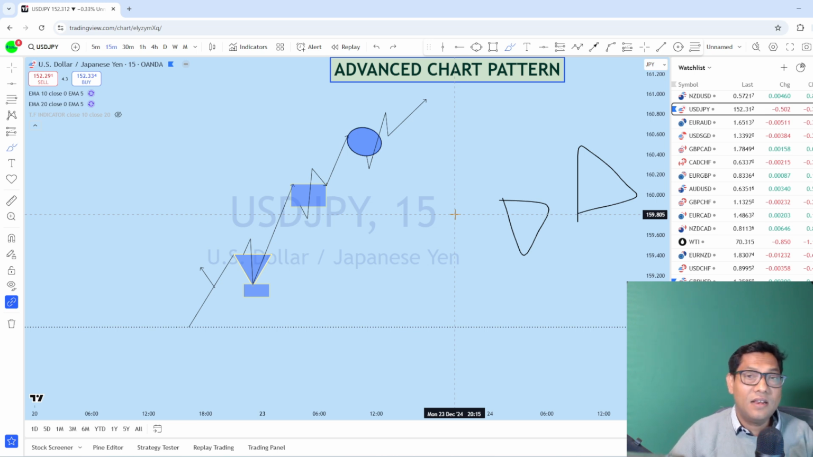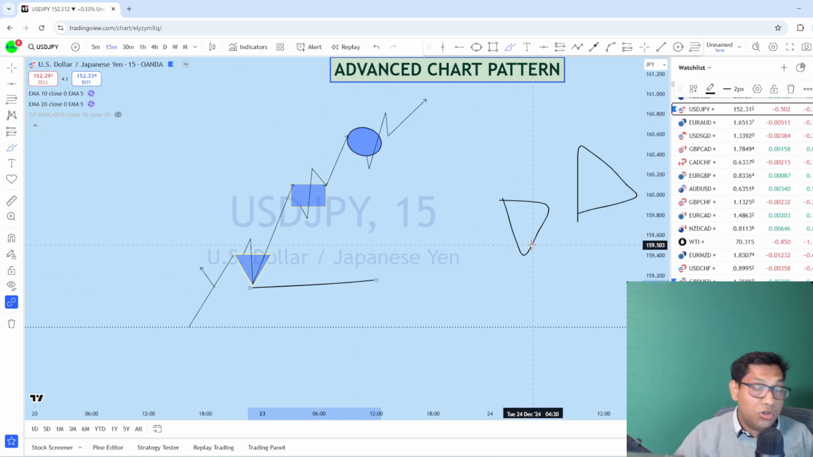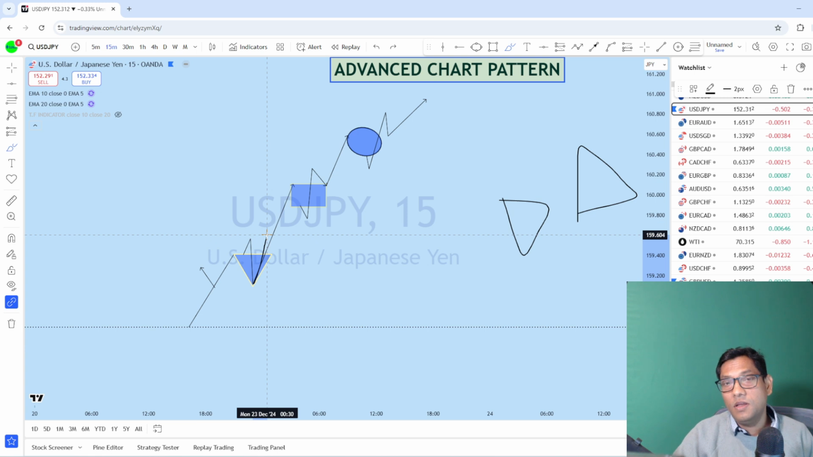Now in the second scenario, if the market didn't break this low, that means if the market did not break that pattern towards the downside, and managed to bounce back up again, then we need to wait for the market to drop back again below this low. It could come back or could not come back.